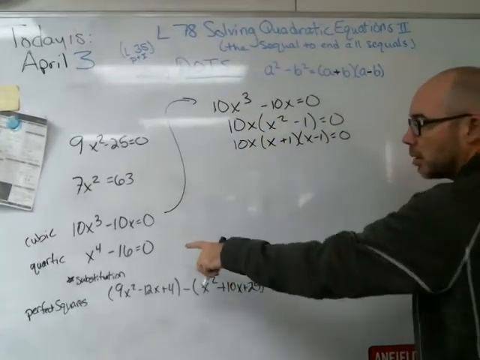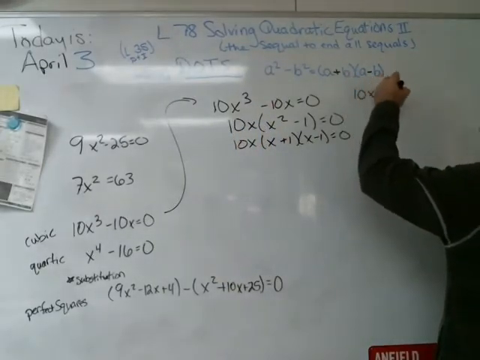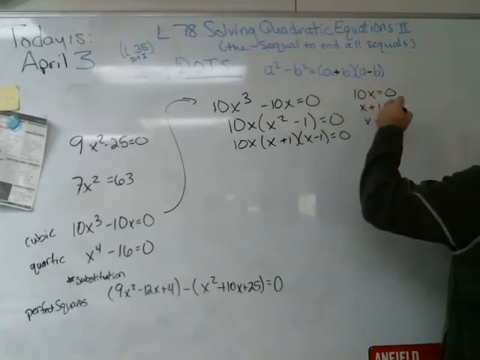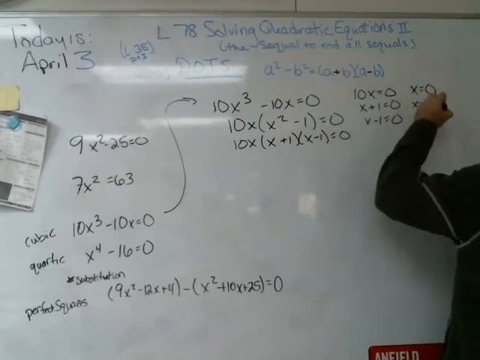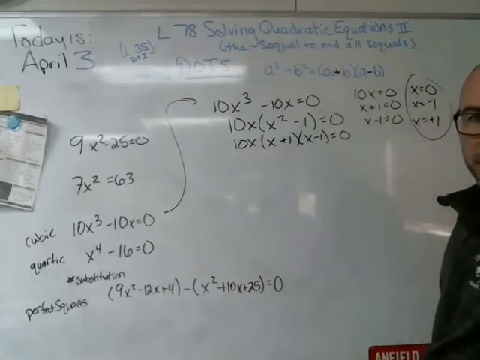It's cubic, so we've got to have three answers. We see that 10x can equal 0, x plus 1 could equal 0, or x minus 1 could equal 0. So x equals 0, negative 1, or positive 1.